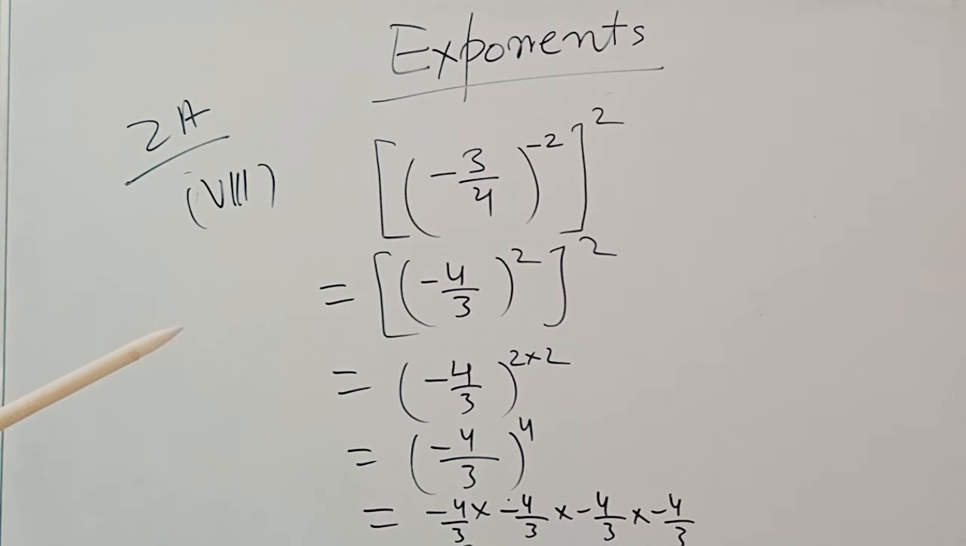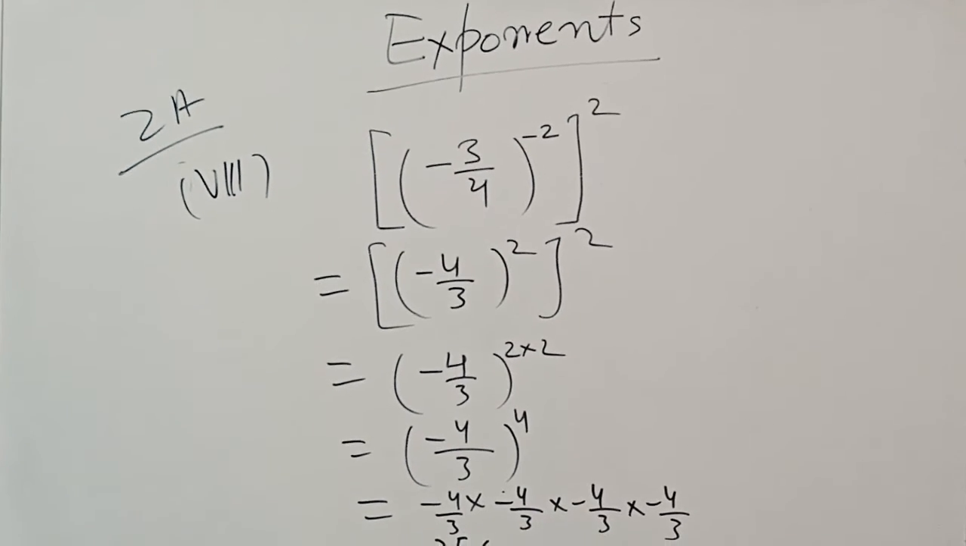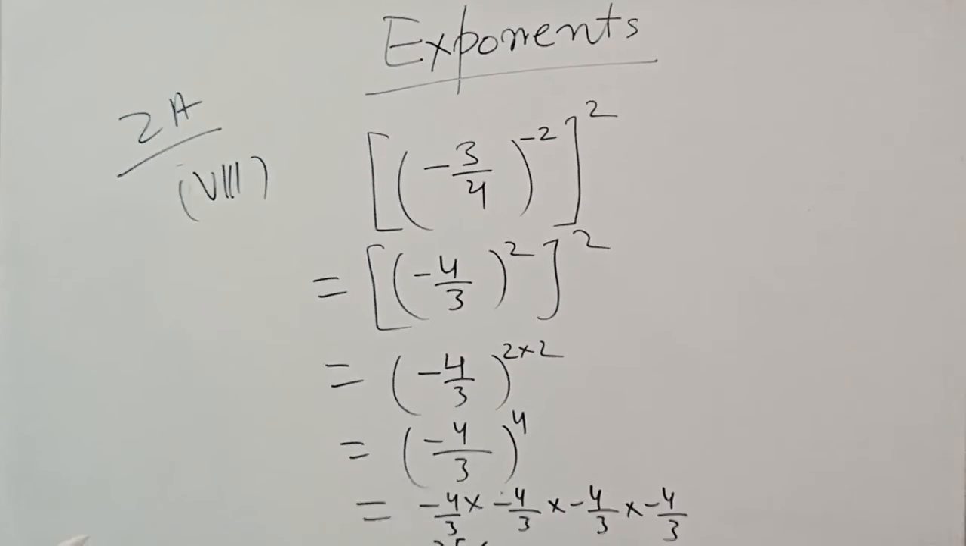And we will use the power law here, so the powers will multiply together. 2 into 2 is 4, so minus 4 upon 3 to the whole power 4. If we have the power 4, that means the number is multiplied 4 times. So minus 4 upon 3 multiplied 4 times. And whenever we multiply a negative number 4 times, it will give a positive answer.